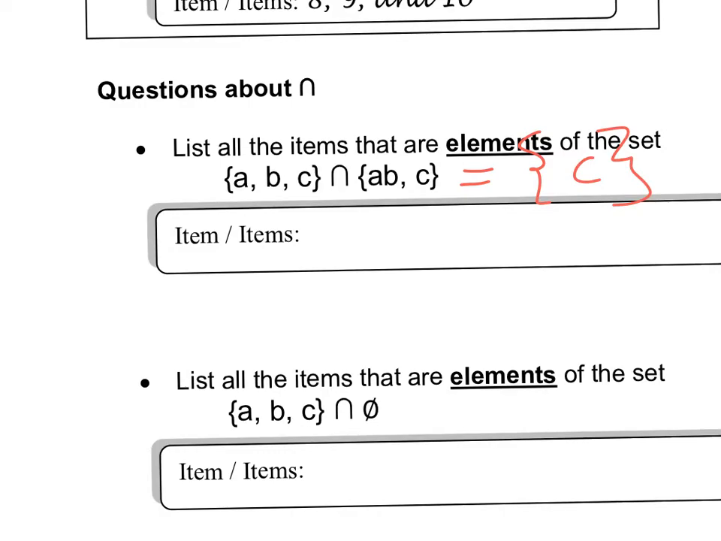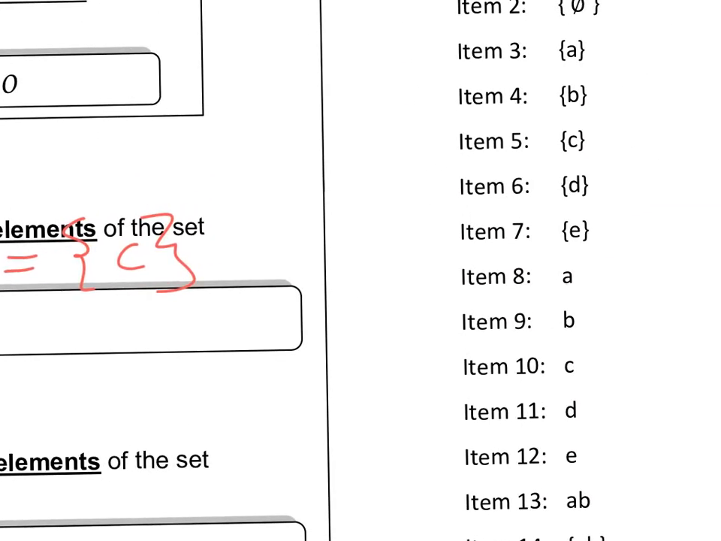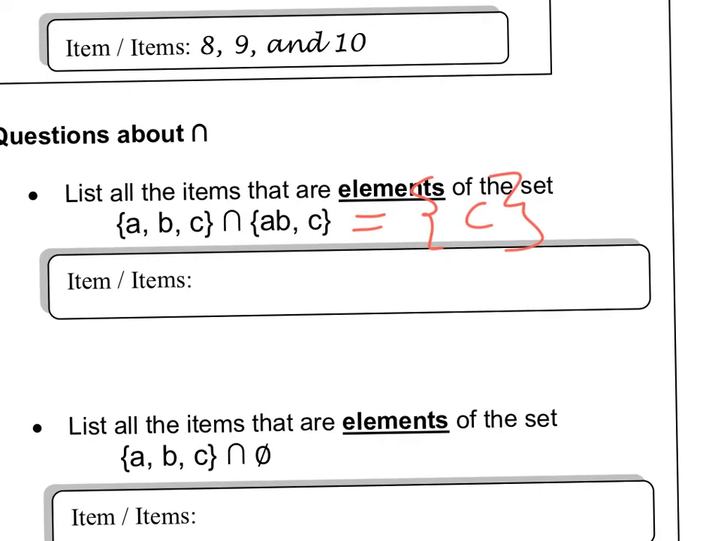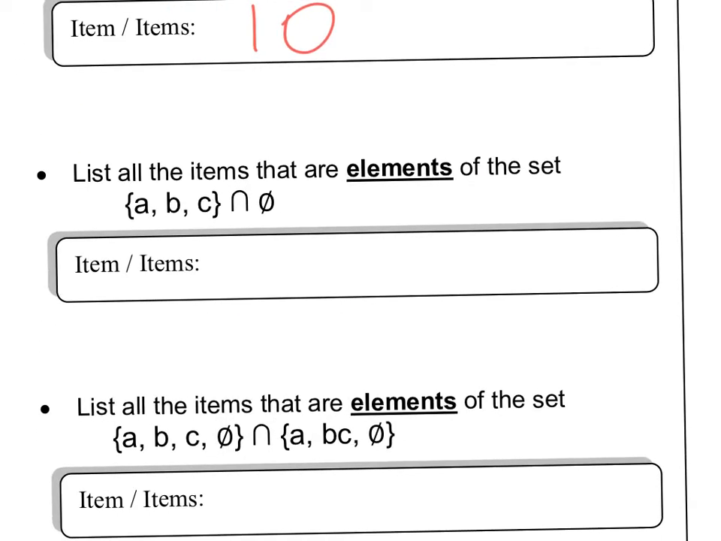And so we go take a look in our little list and we say, look at that. C is item 10. And so we're going to put a 10 in there. Let's move back over and put in a 10. Okay, let's keep going. The next one is a bunch of things.